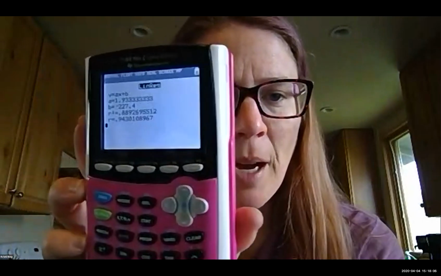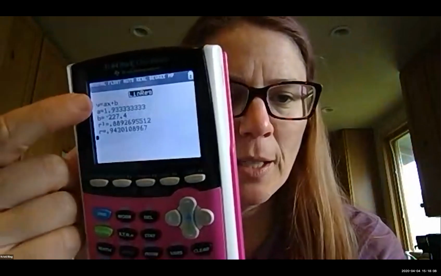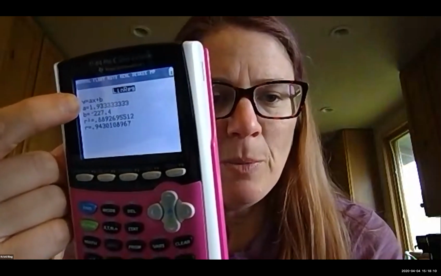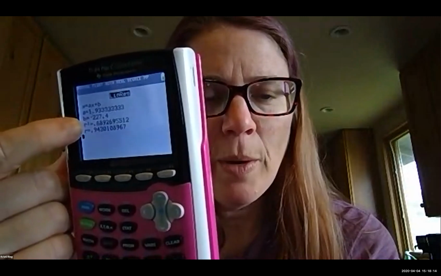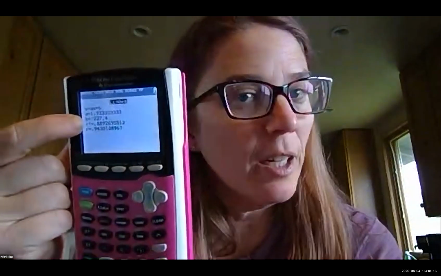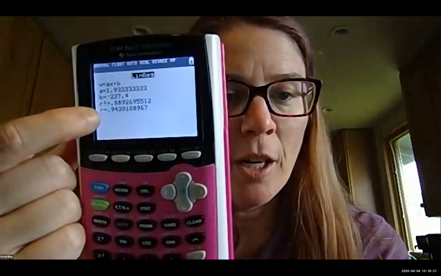Okay, so look at mine. I have from before, y equals ax plus b. I have a and b, whatever. R squared, we don't use R squared. If I see R squared on your test, I'm marking you off because we're not using that for anything. And then R, right there, 0.93. 0.943. That is exactly what we want.